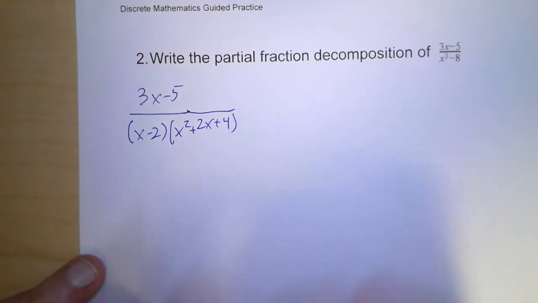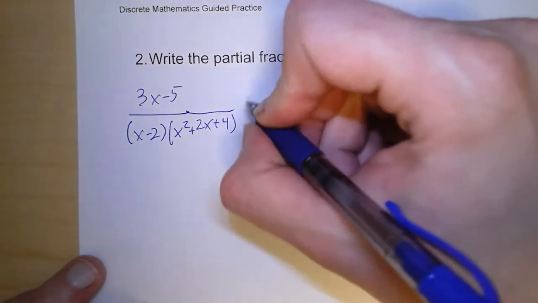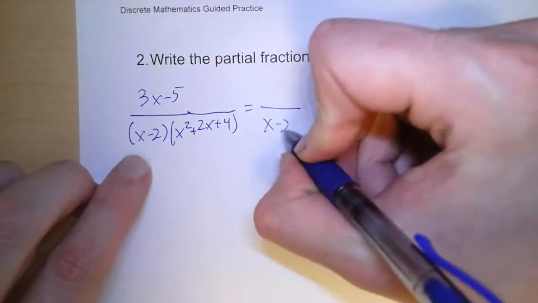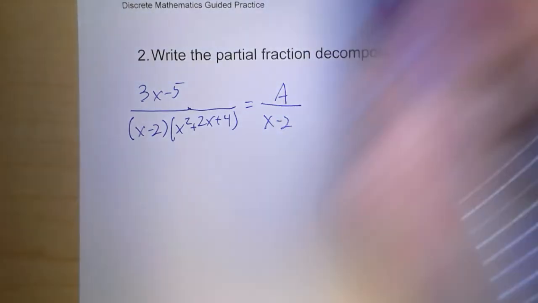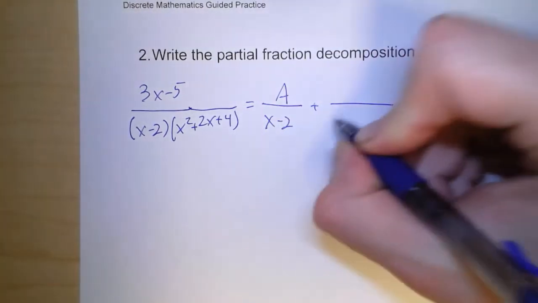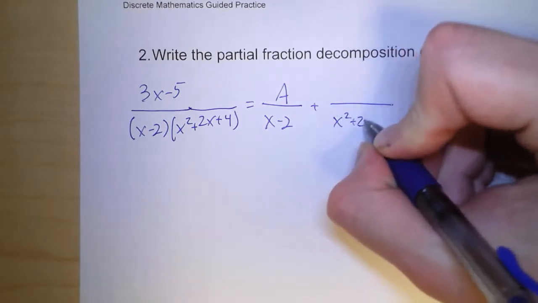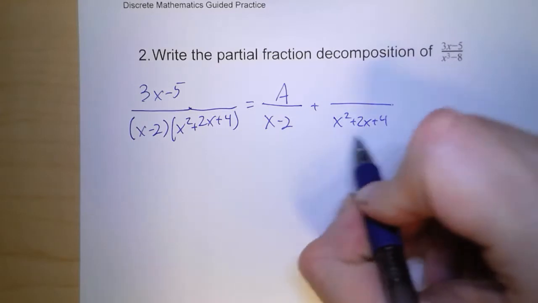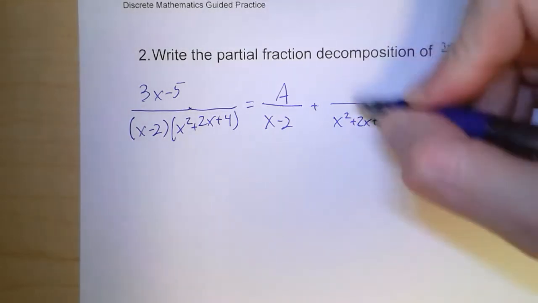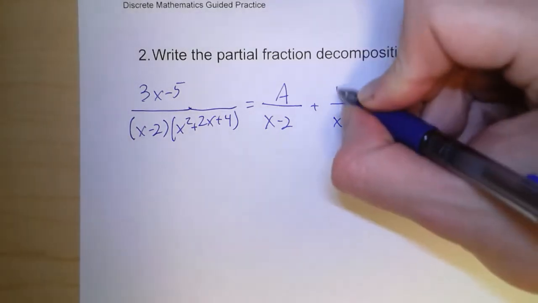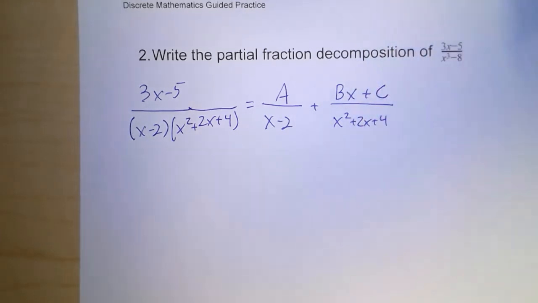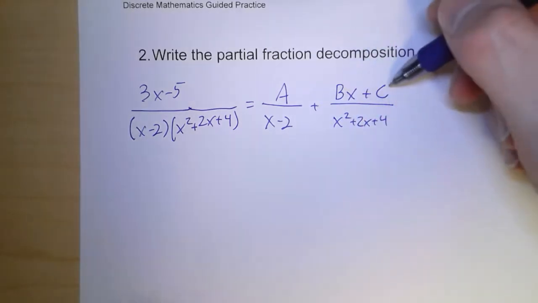We can't factor this. So with partial fractions, the way we deal with this is first we have x minus 2. We're going to write that as a. And then we're going to write x squared plus 2x plus 4. Because this is an irreducible quadratic, on top it has to be linear. So that means we can't just have b. We need bx plus c. And it can't just be bx because there could also be a constant up on top as well.